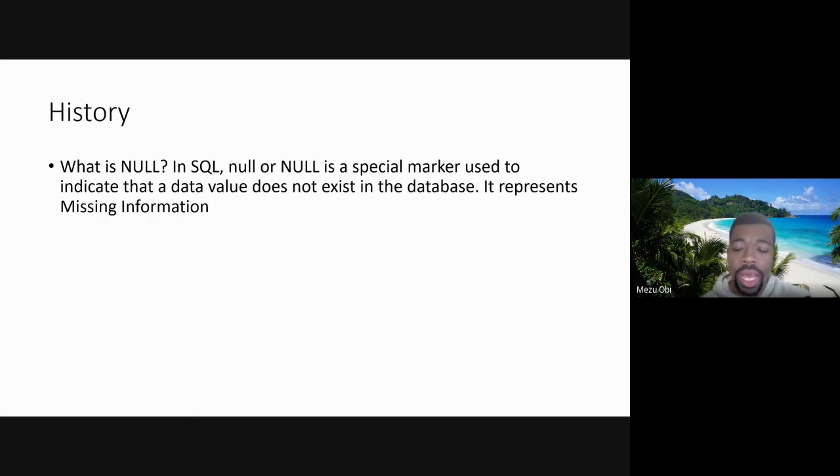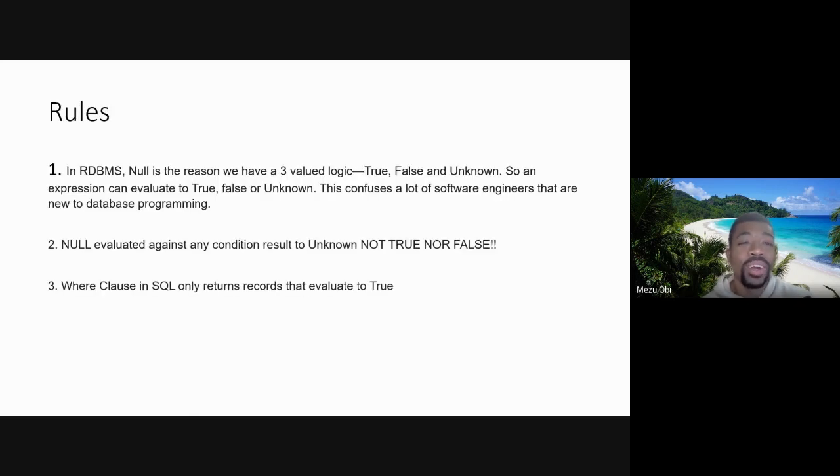Now let's talk about some of the rules when we write queries in SQL. What are some of the things we should bear in mind? So null is the reason why we have a three-valued logic in relational databases. Normally in other systems, we have true or false, but in relational databases, we have true, false, or null. What does that mean? It means that any expression can evaluate to true, false, or unknown. And you have to be very mindful of this.